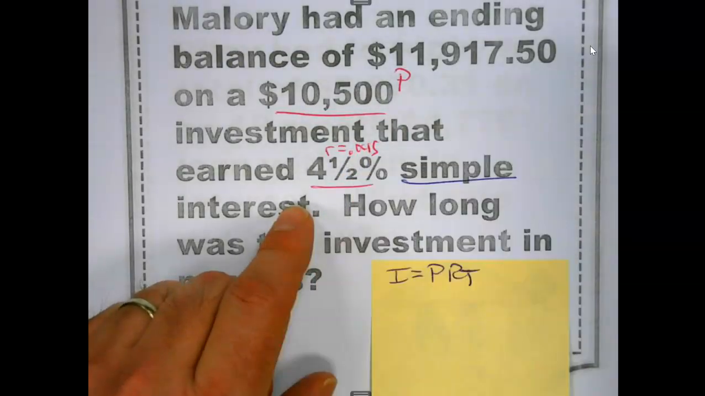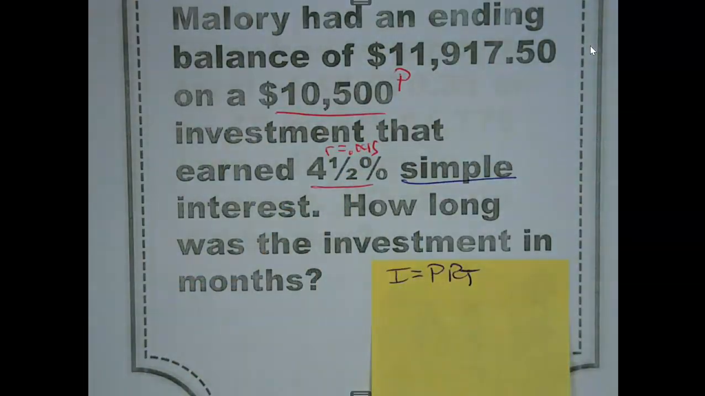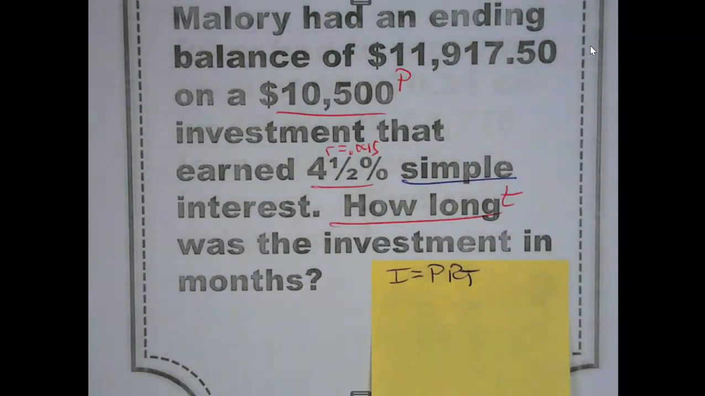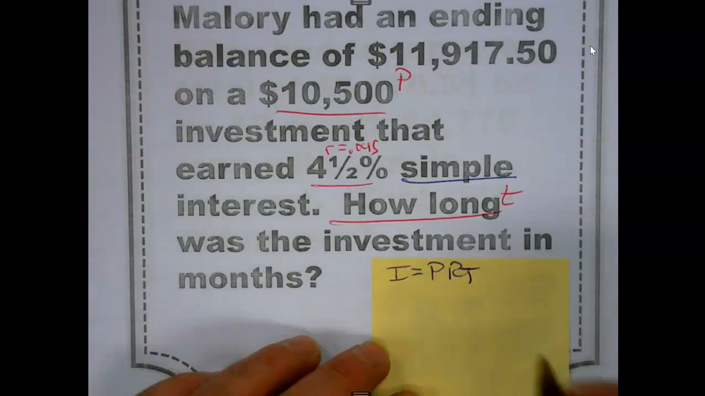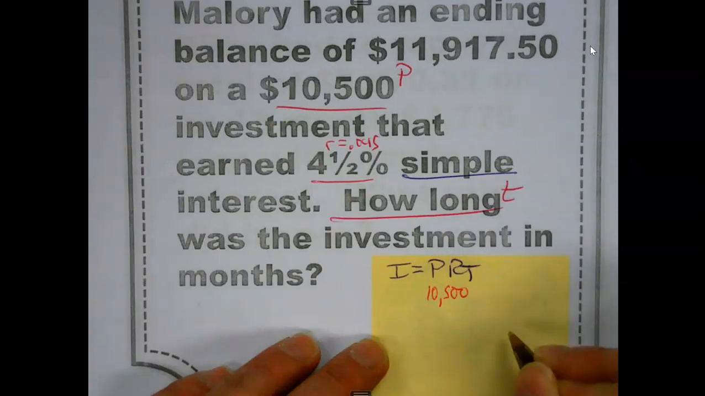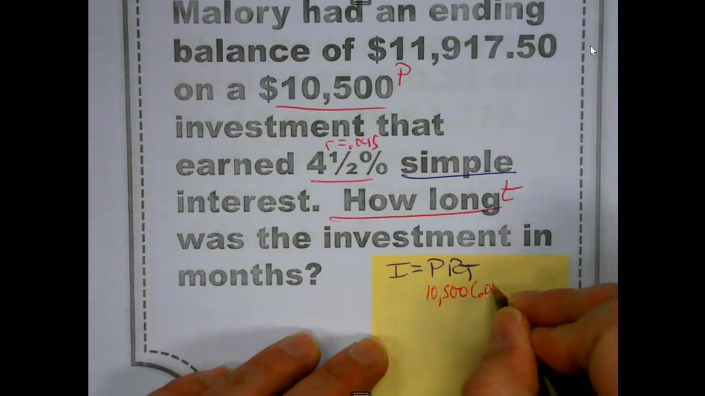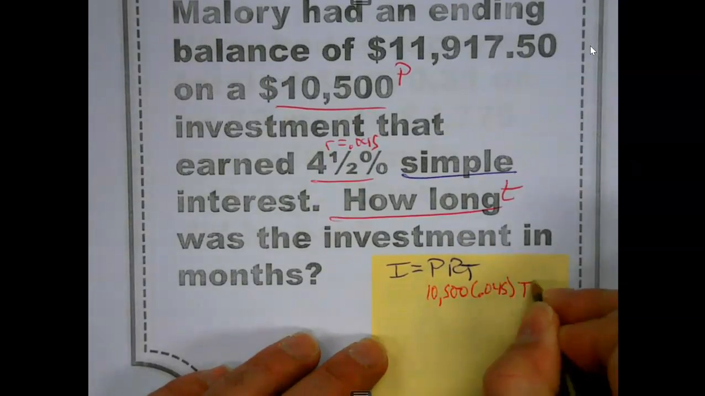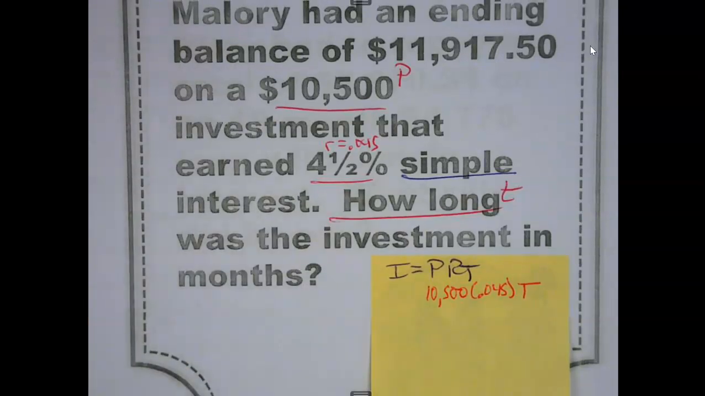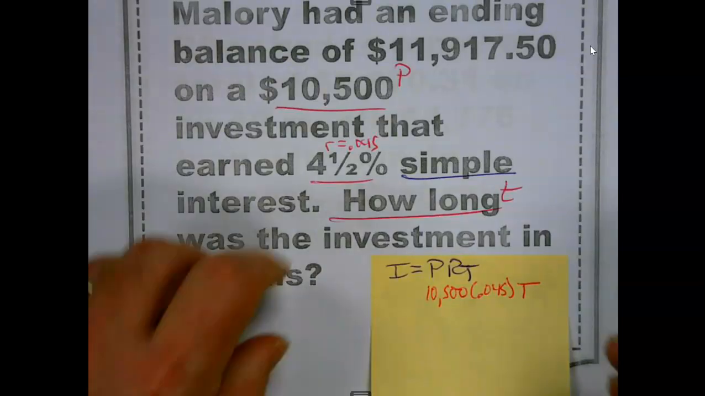There's my rate. How long? Okay, we need to find time. So you're like, well, wait a minute though. How am I supposed to figure out how long? I know the principal. I know the rate. I don't know the time. They didn't tell me the interest. So let's dig a little deeper.